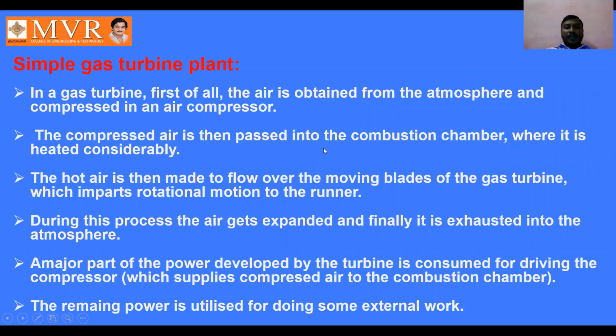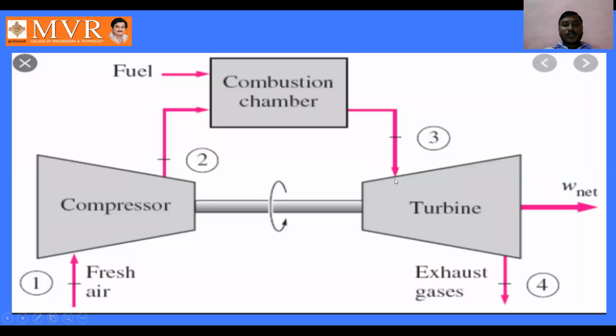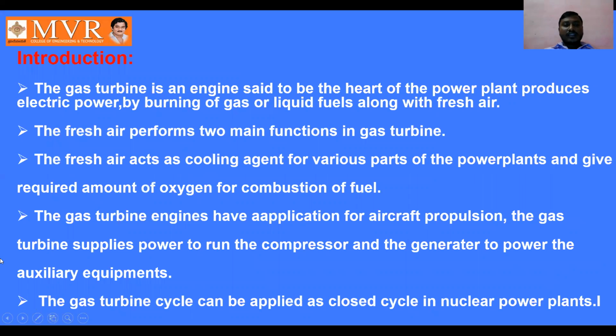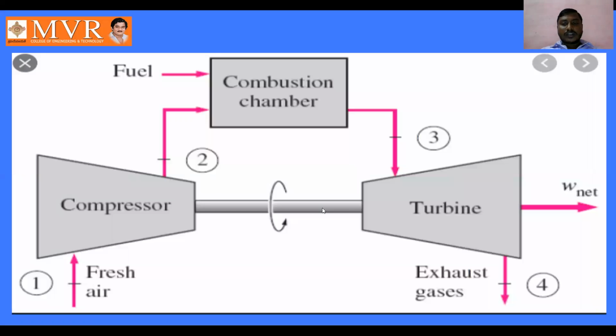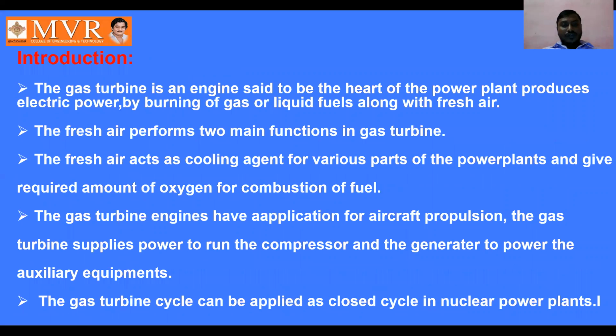The compressed air is then passed into the combustion chamber where it is heated considerably. The hot air is then made to flow over the moving blades of the gas turbine. See here, the hot air which is developed here moves to the blades inside the gas turbine, the moving blades of the gas turbine, which impart rotational motion to the runner. During this process, the air gets expanded and finally it is exhausted into the atmosphere.